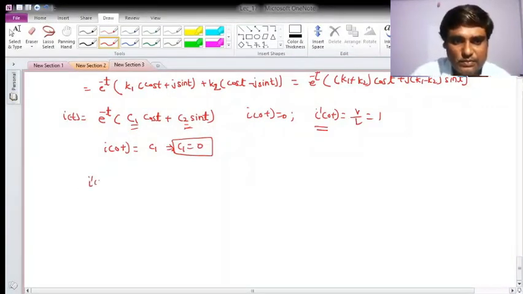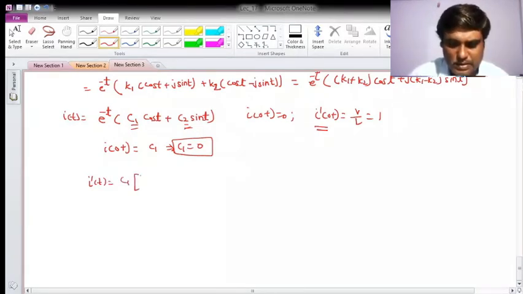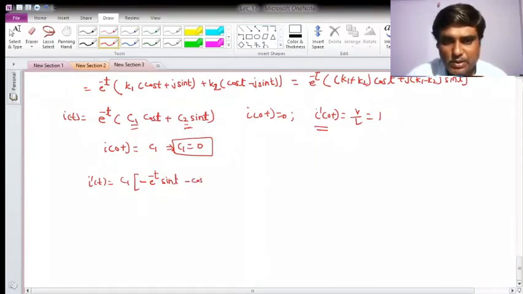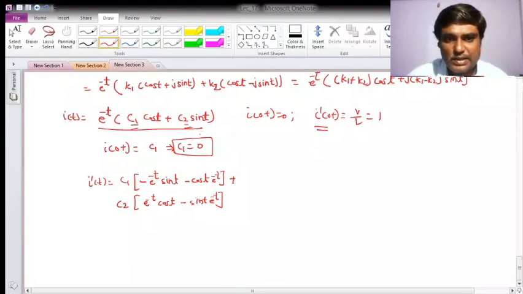So I will first differentiate I dash of t. It will be c1, first function into the derivative of the second, so minus e raised to minus t sin t, minus cos t e raised to minus t, plus c2 times e raised to minus t cos t minus sin t e raised to minus t. Okay, if I differentiate this, I get this.